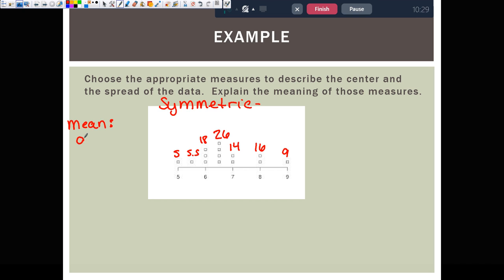93.5. And we divide that by how many numbers there are, which is 14. We're going to get 6.6, I mean, we're at 6.7. And what does the mean tell us? What does the mean mean? The average. Alright, so what goes with mean? Standard deviation.